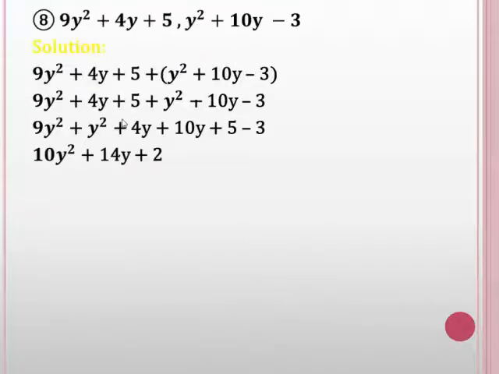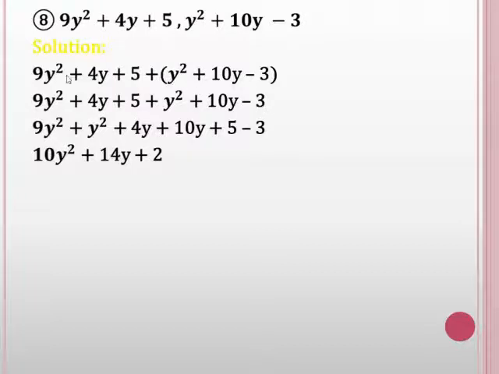Now move toward another question from the same exercise, question number 8. 9y square plus 4y plus 5, y square plus 10y minus 3. Both expressions are added with each other. So here we start a solution. We write the first expression, which is 9y square plus 4y plus 5, plus sign, and we write the bracket y square plus 10y minus 3. Now here we remove the bracket and we write all the terms with the plus sign. 9y square plus 4y plus 5 plus y square plus 10y minus 3.